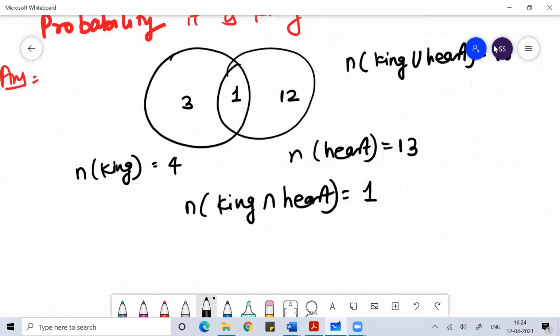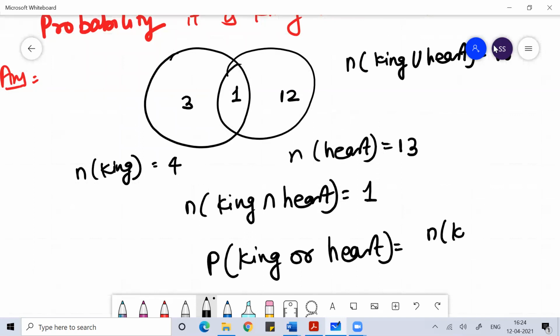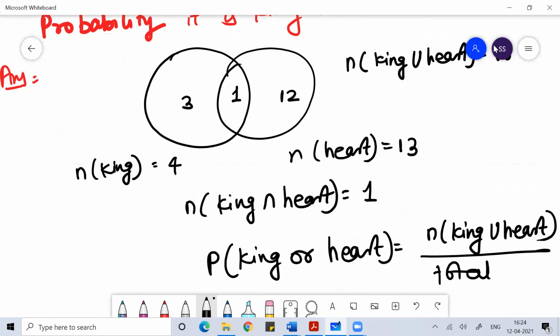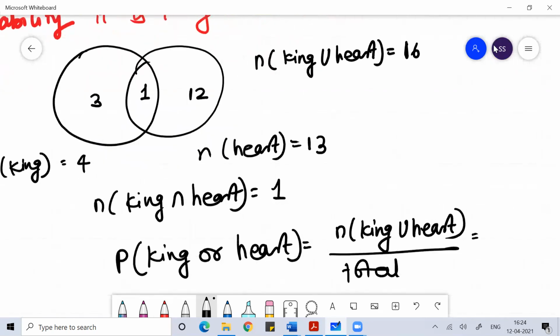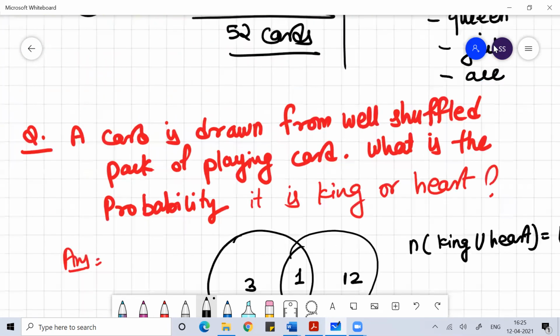So what is the probability that the card you have drawn is king or heart? Favorable outcome: the card is king or heart, divided by the total. The answer for this would be 16 by 52, which means 4 by 13. Clear everyone? I hope you understood.